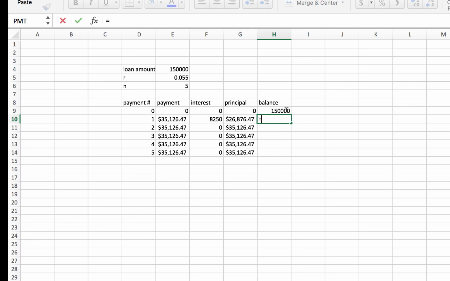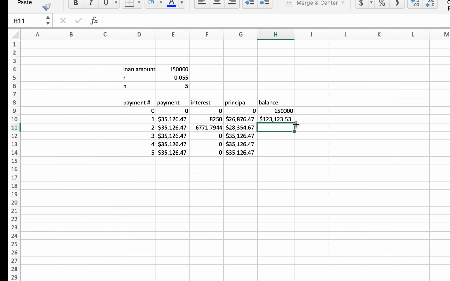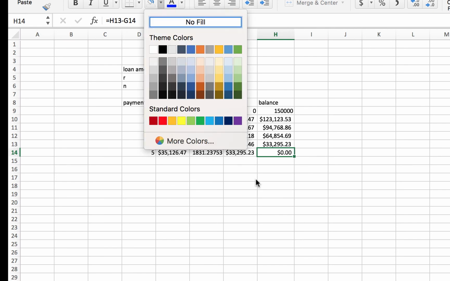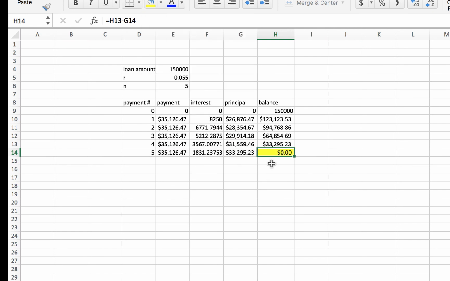The final column, the principal balance, is keeping track of how much we still owe. Before we made that first payment, we owed $150,000. Paying off $26,876, and so after that payment we still owe $123,123.53. We'll copy that down, and you see, as we always should, that we end up owing $0.00 after our final payment.